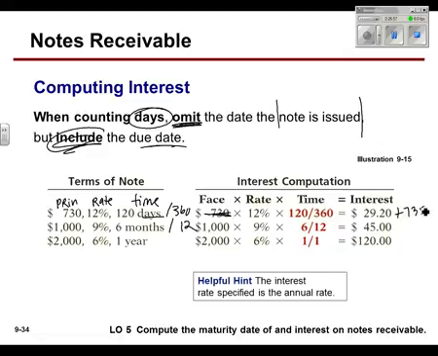So at the end of this 120 days, I'm going to owe $730 plus the $29.20 to borrow the money. Here's, again, the money maker for whoever is lending the money, a bank, you, whatever. Okay, my $1,000 note is actually going to cost me $1,045 after 6 months. And my $2,000 note that's due in 1 year is actually going to cost me $2,120.